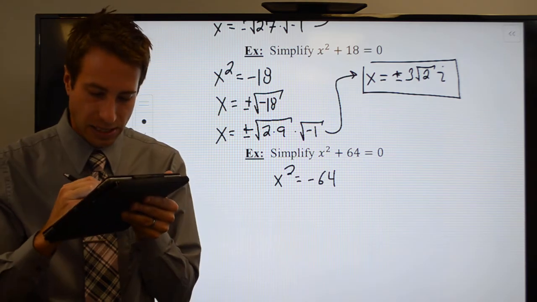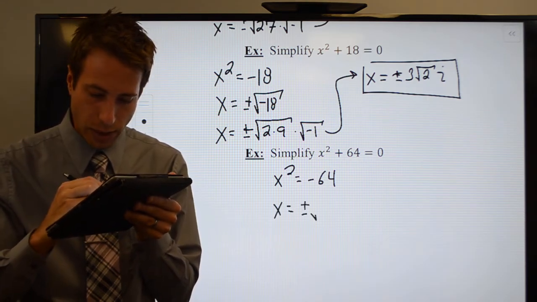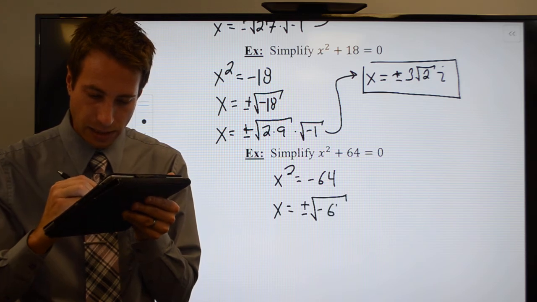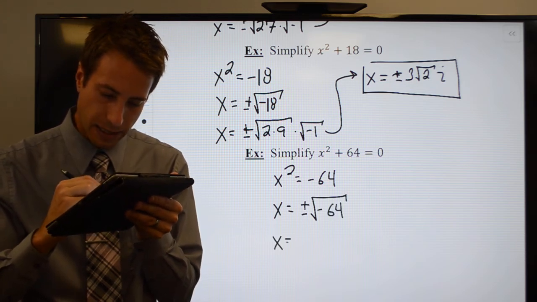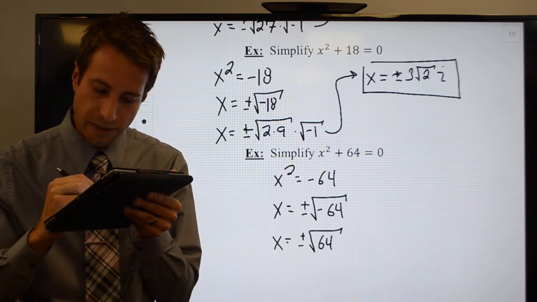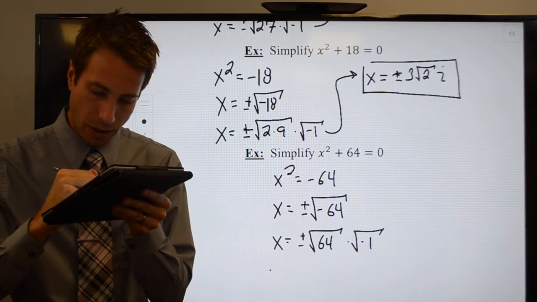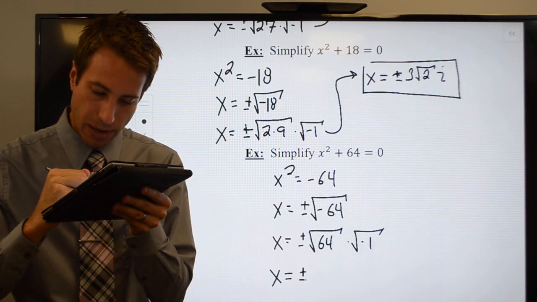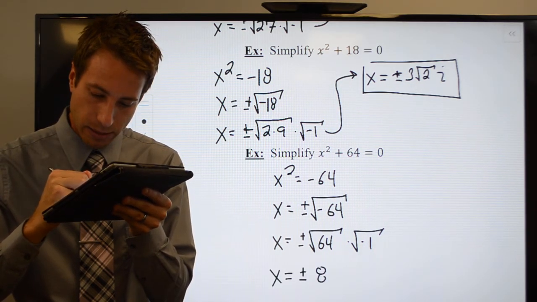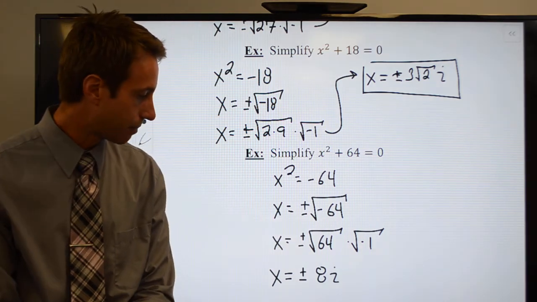That one's easy. 64 is a perfect square, so plus or minus the square root of negative 64 means that I have x is equal to plus or minus the square root of 64 times the square root of negative 1, which means x is equal to plus or minus 8i. Plus or minus 8i.